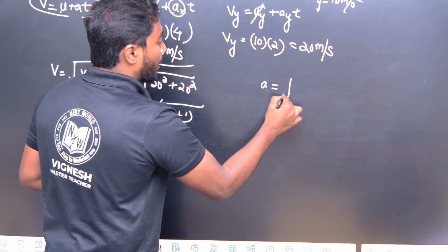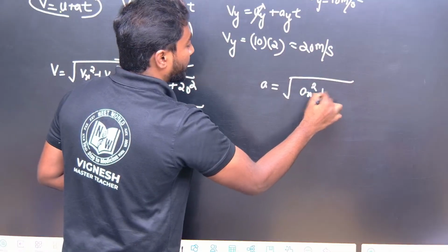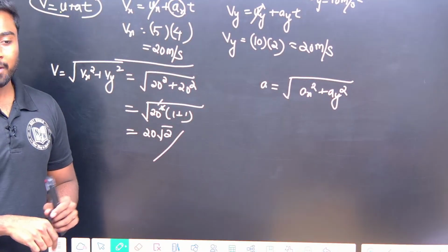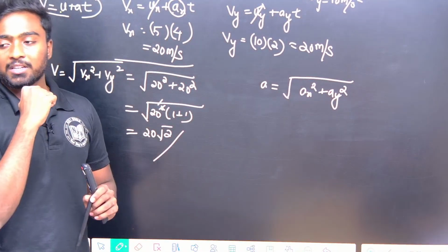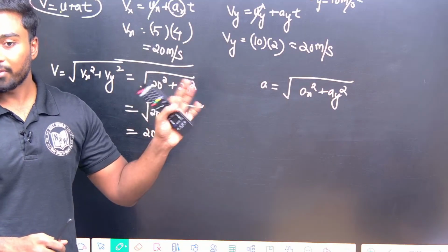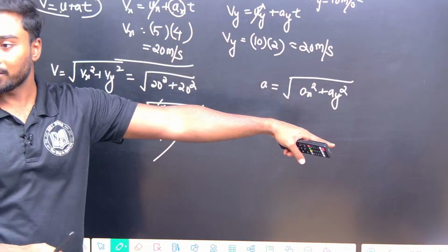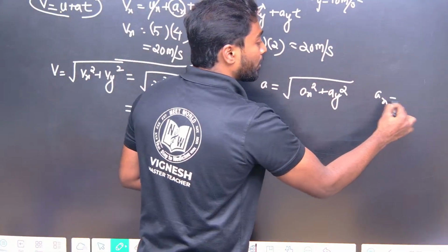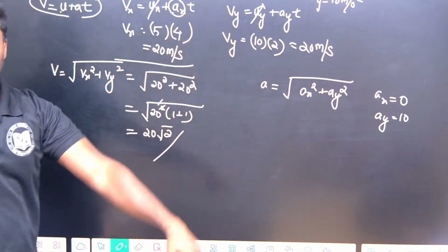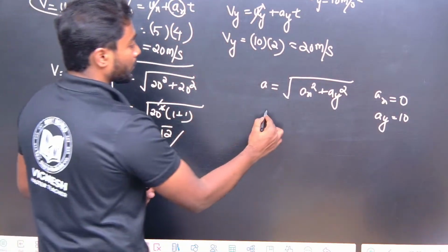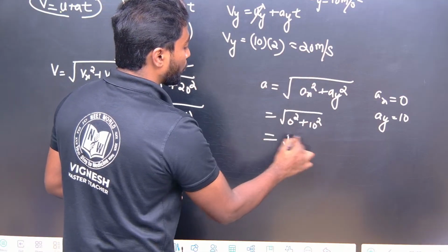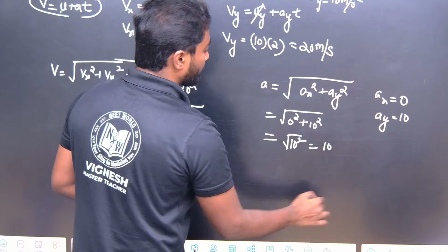A will be equal to the square root of ax square plus ay square. What they are asking is at t equals 6 seconds. They are saying that an object like a car is moving with 5 meter per second square, but that ball is not moving with 5 meter per second square at that time, t equals 6 seconds. So ax will be equal to 0, ay will be equal to 10 only. Acceleration due to gravity will be 10 only. So root over 0 square plus 10 square, which is nothing but root over 10 square, is equal to 10.